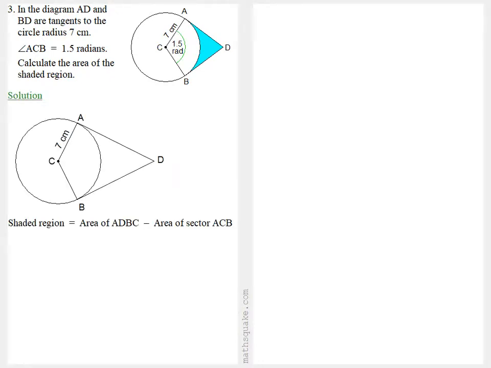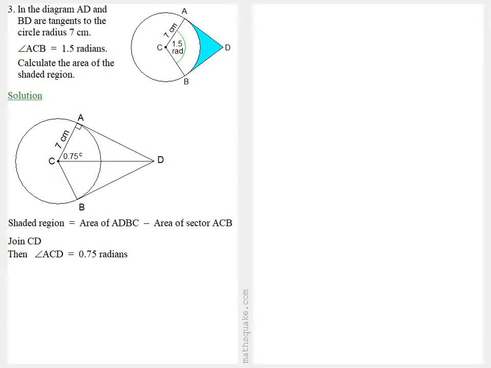Now we have the area of the shaded region is equal to the area of the quadrilateral ADBC minus the area of the sector ACB. If we join C and D, we get the angle ACD is equal to 0.75 radians. Now we've also got that CAD is a right angle, because the tangent is always at right angles to the radius.